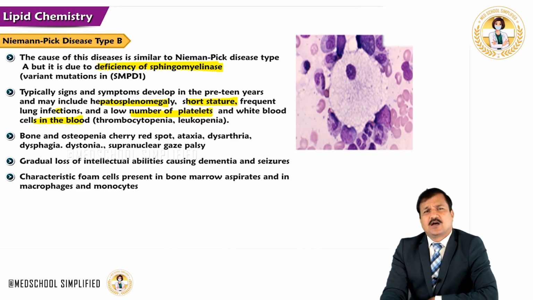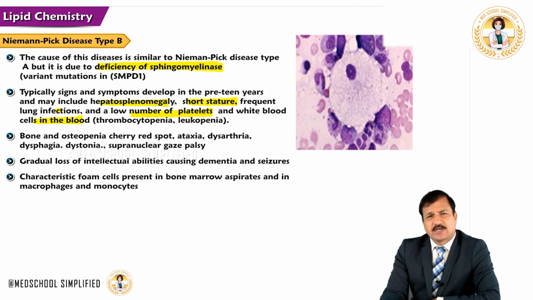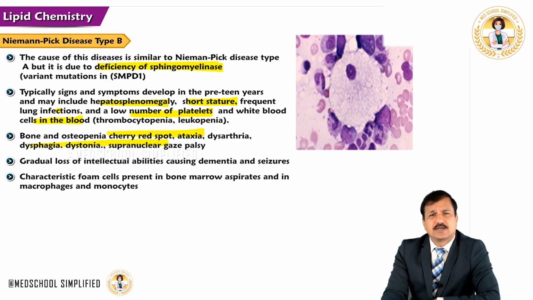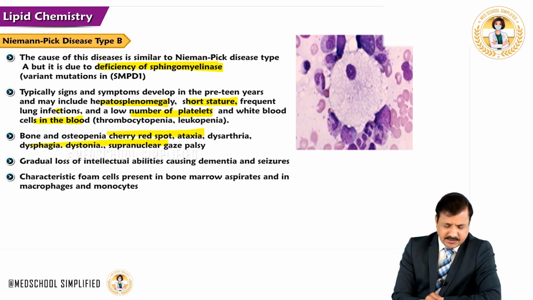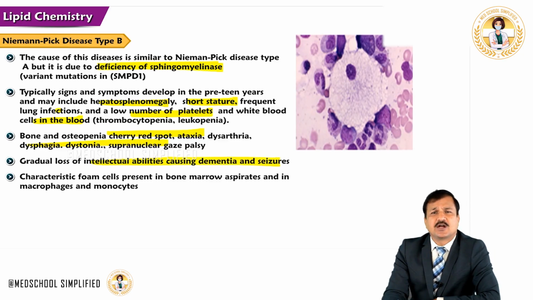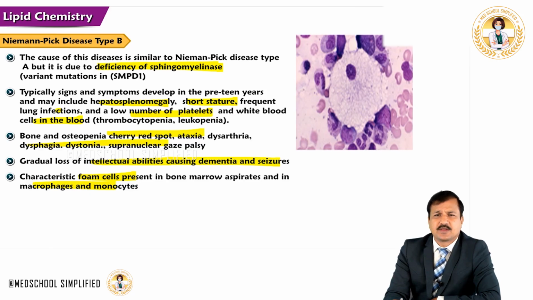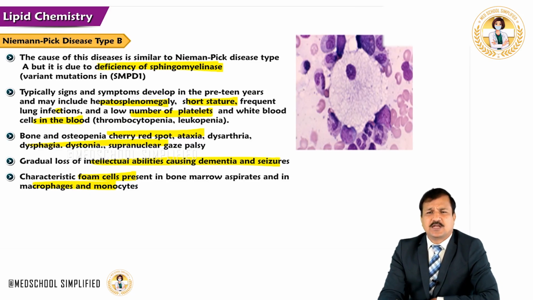Bone abnormalities, osteopenia, cherry red spot, ataxia, dysarthria, dysphagia, dystonia, supranuclear gaze palsy, all this kind of neurological issues can also be seen in this disease. Gradual loss of intellectual abilities may lead to dementia and seizures. And also Niemann-Pick disease will show characteristic foam cells present in the bone marrow aspirates and also seen in monocytes and macrophages. So the foam cell appearance is shown here in the figure.